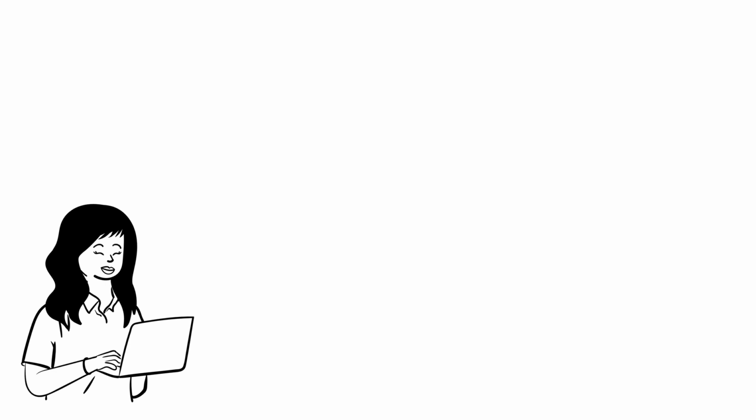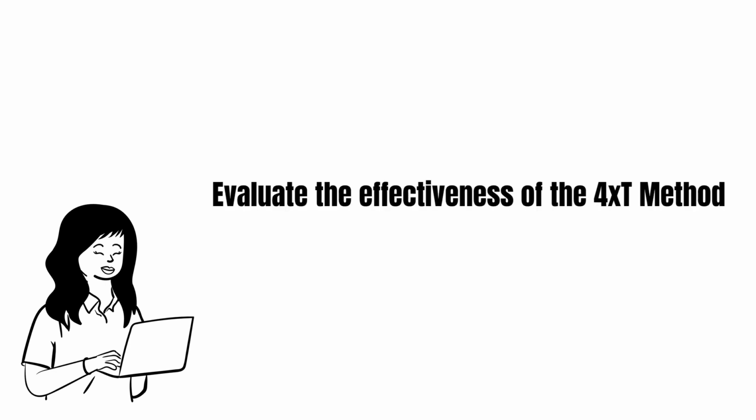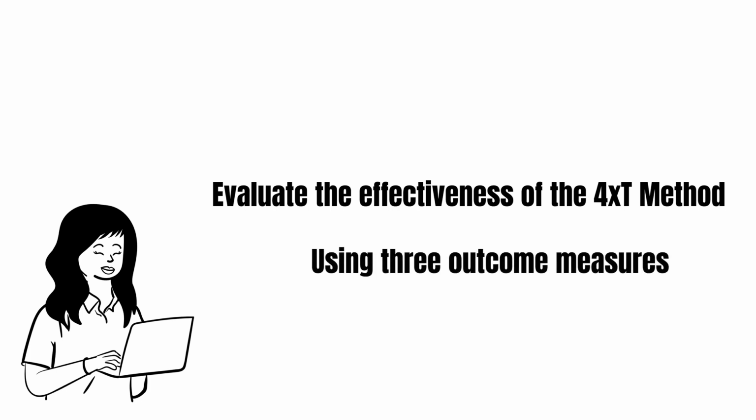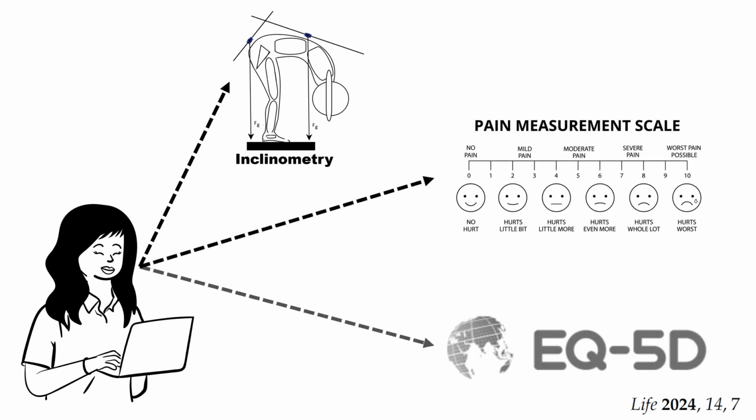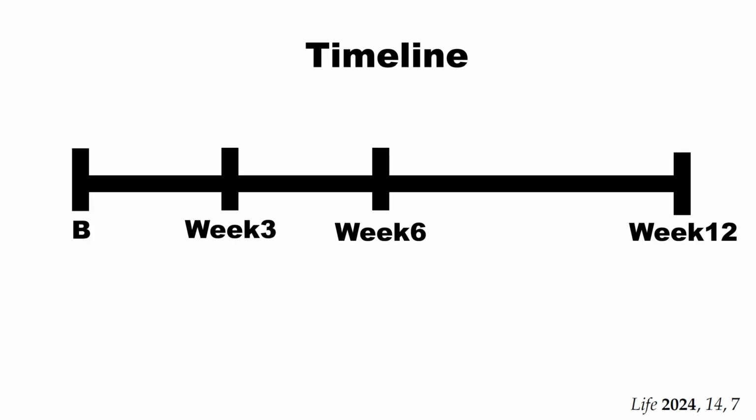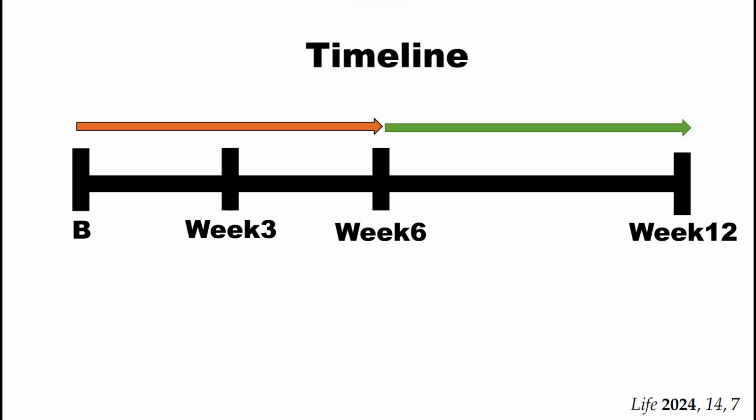The purpose of this study was to evaluate the effectiveness of the 4XT method in NSCLBP individuals by comparing it with exercise-only therapy, using three outcome measures: the change in trunk range of motion, mobility-dependent pain, and quality of life. The effects were measured during a 6-week treatment period. Furthermore, it was analyzed how long these effects lasted using a 6-week therapy-off period.